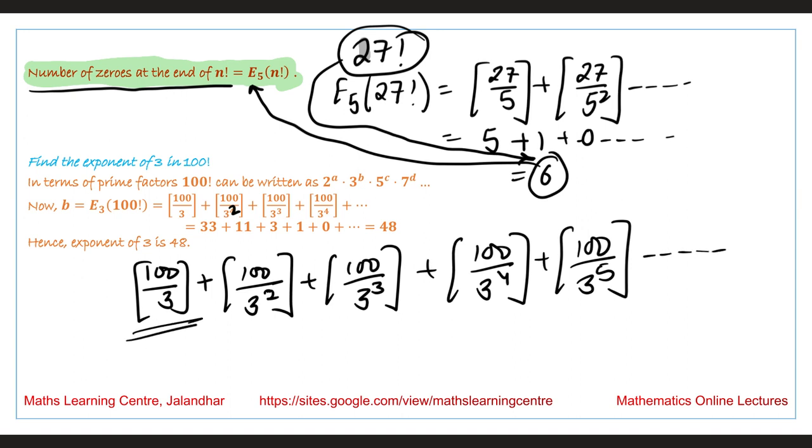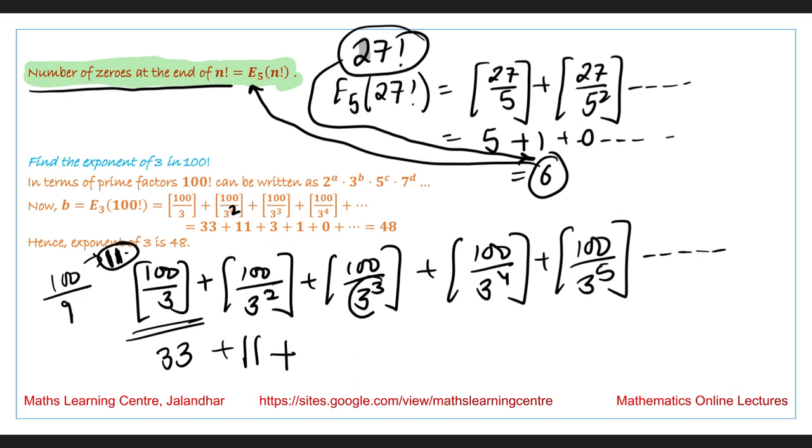Now if we look at this value, we are getting 33. Next we are dividing it with 9. So 100 divided by 9 is 11 point something, so the greatest integer is 11.